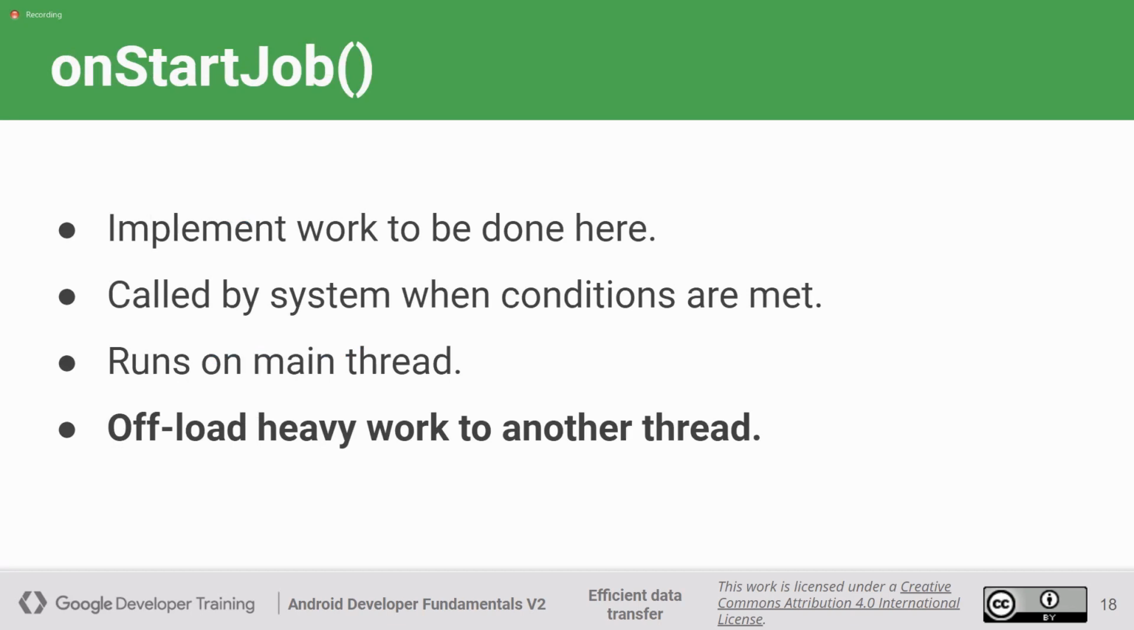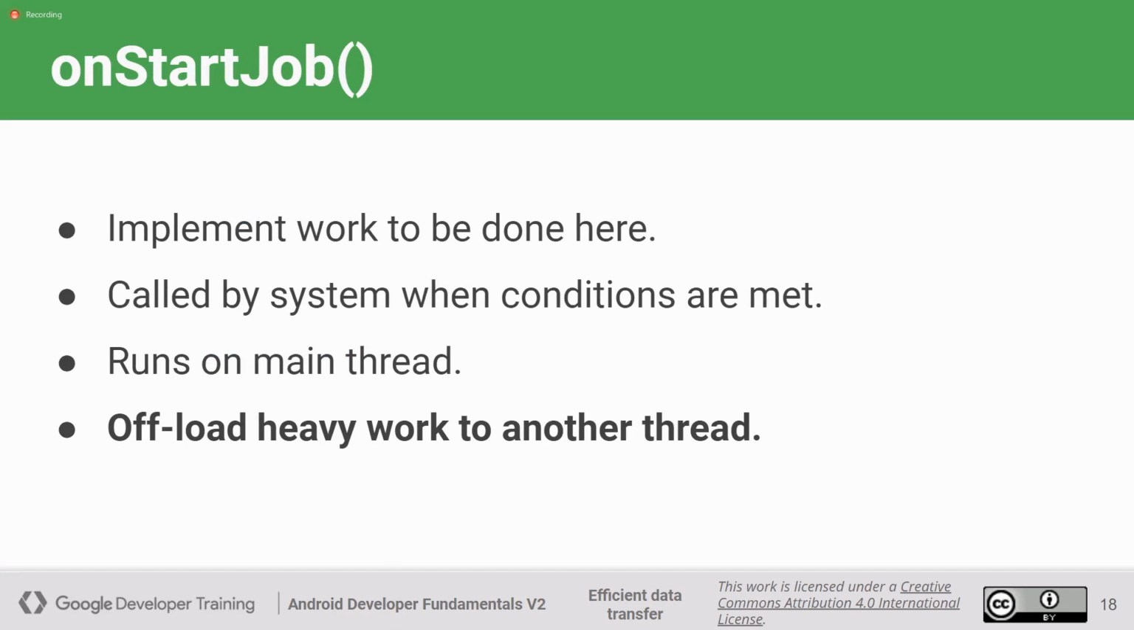So what is on start job? It implements work to be done. Whatever the task that you want to implement in the job service class, under the on start job method, you're supposed to define it. And as said earlier, as this on start job works on the main thread, you're not supposed to run a long running operation on this on start job.